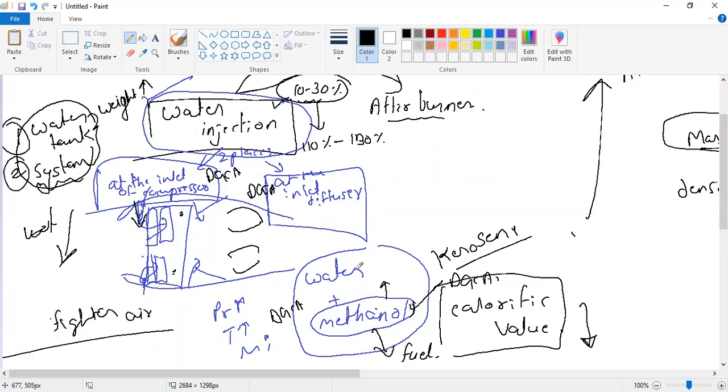See, if you use water and methanol, then it will go into this range. Depending upon where you put the water and how much water you put, the thrust value will differ. Also, depending upon how much methanol is added in the water, this thrust value differs. But the general increase is 10 to 30%.